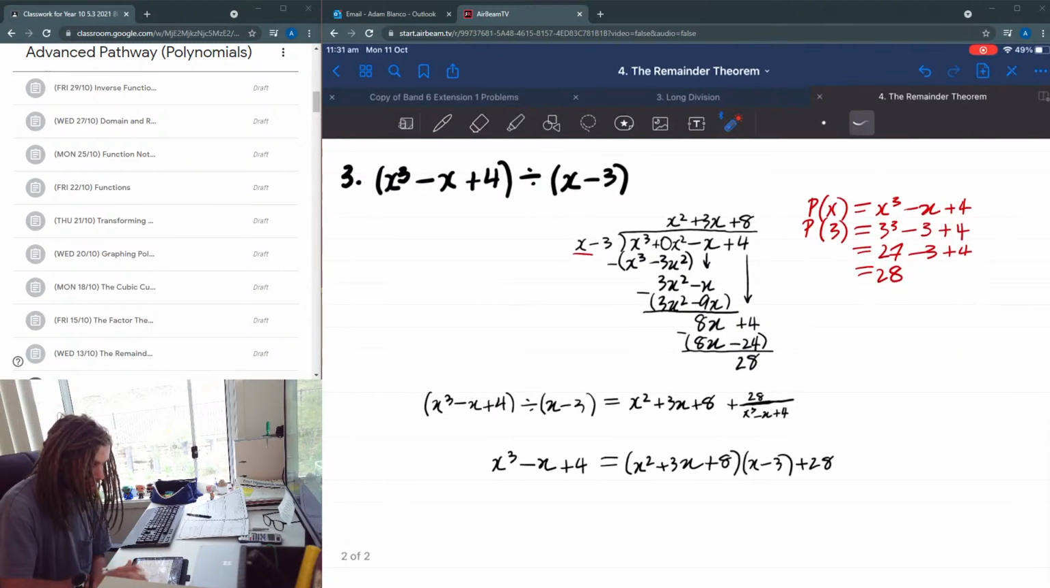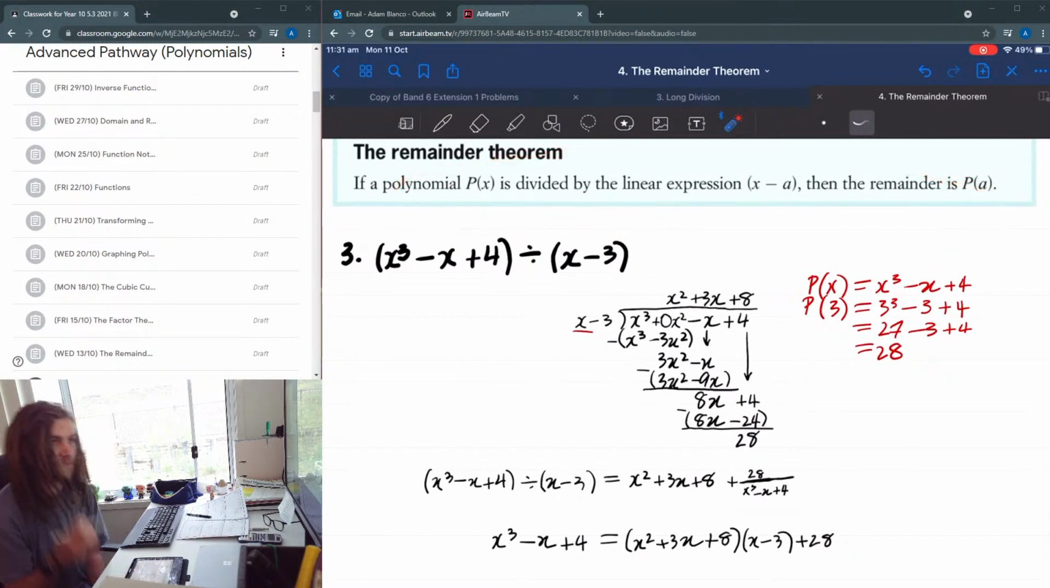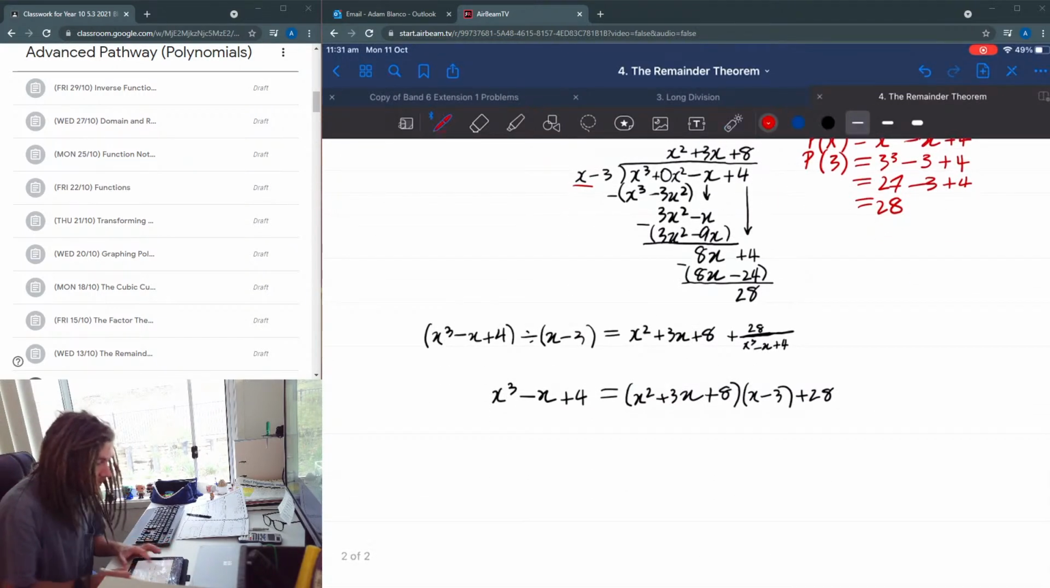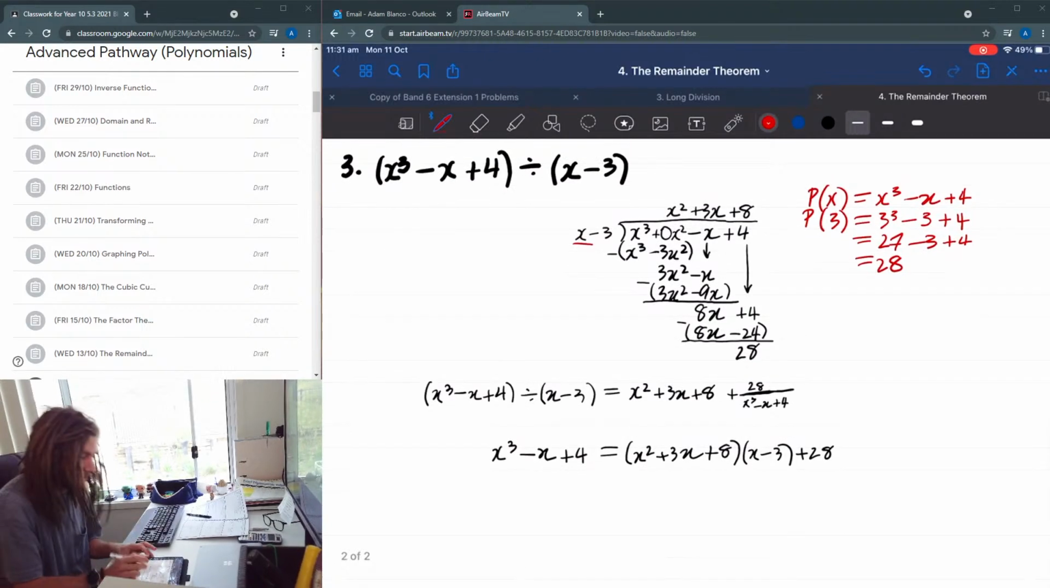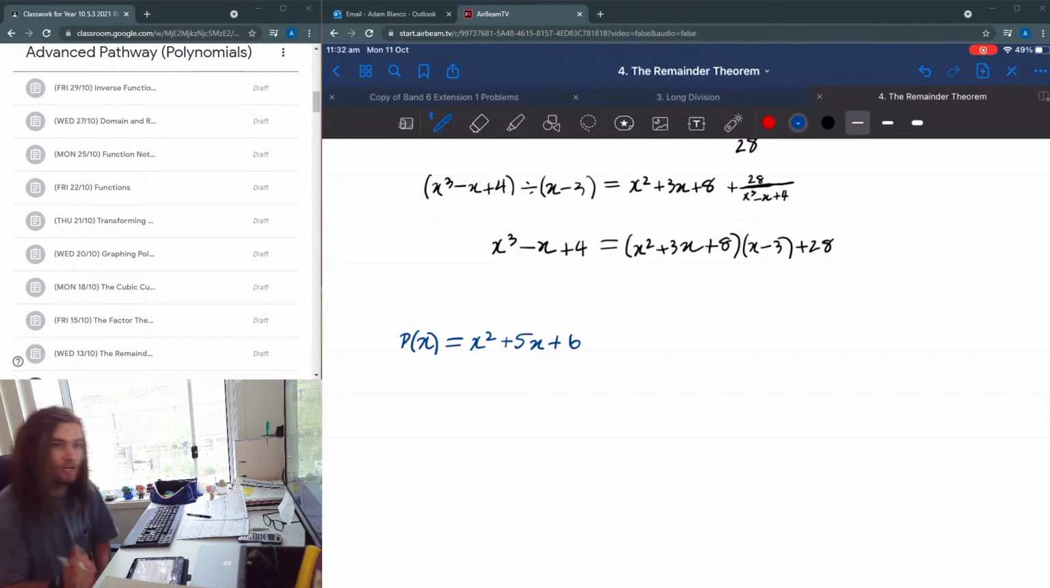That's kind of cool, and it actually shouldn't be a surprise that this is a thing. The more you think about it, the less of a surprise it is. That's the only example I'm going to do. I just want you to think about what we've already done. So if you have the expression P of x, a polynomial, let's call it x squared plus 5x plus 6. This is the most basic one.